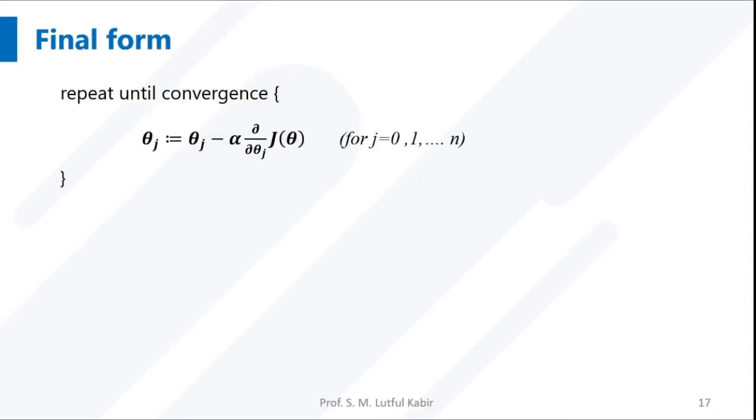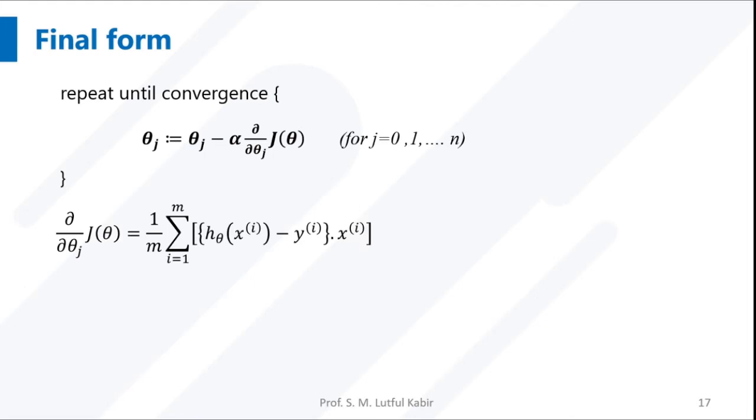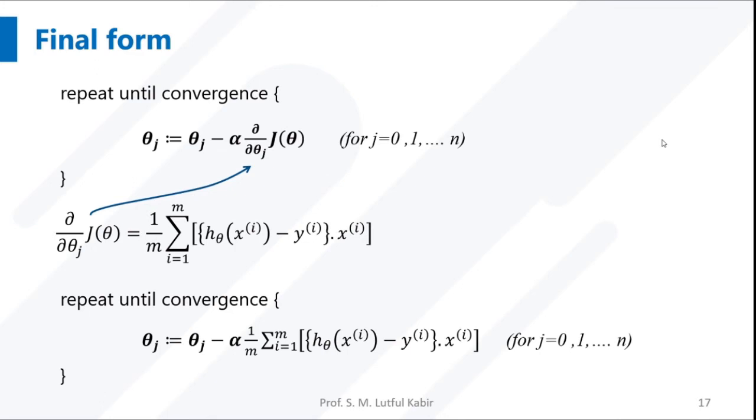The final form of the gradient descent algorithm is like this one. If you replace the derivative of J(theta) with our recently derived expression in the convergence loop, the equation will now become this one. So this is our final form of the gradient descent algorithm. You have to remember the simultaneous update for all theta_j.